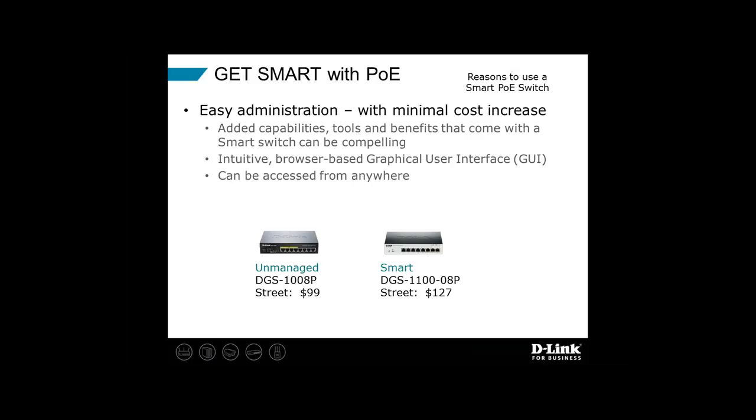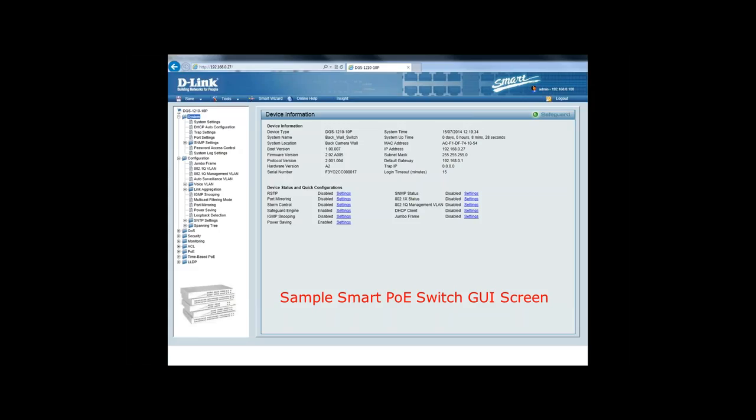It can be accessed from anywhere as long as you have access into that network. And this particular switch has roughly the same PoE budget. In fact, all 8 ports are PoE capable, but because it's a smart switch, it gives you that capability, and it's $28 more online. So for an extra few dollars, you get a lot of extra capabilities. And let's kind of look at those.